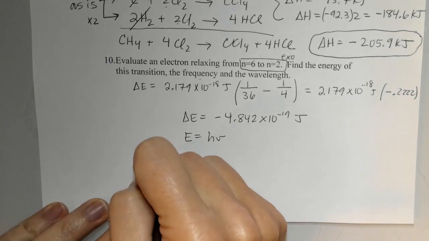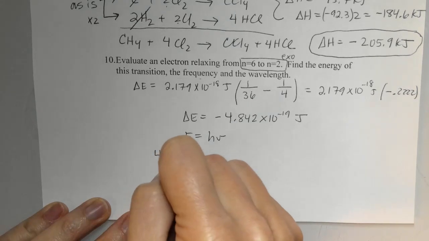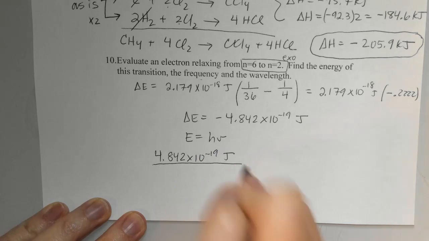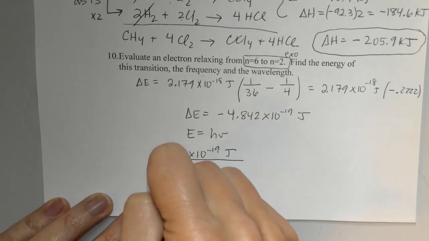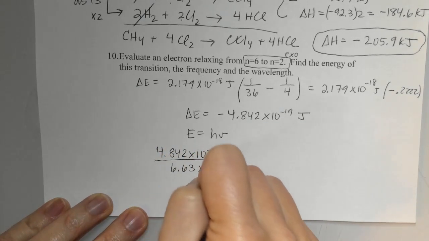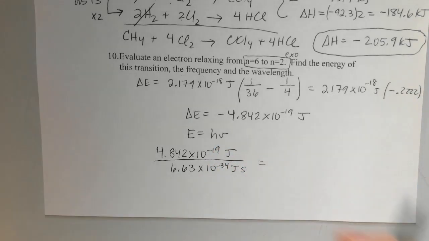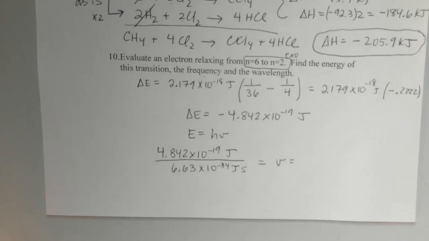So our energy is 4.842 times 10 to the negative 19 joules. We're going to divide that by Planck's constant, 6.63 times 10 to the negative 34 joule seconds. And that'll get me my frequency, or my nu.